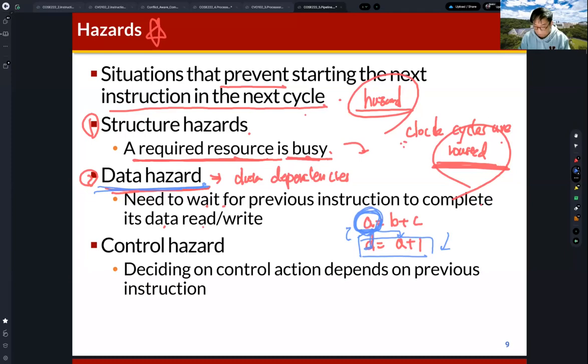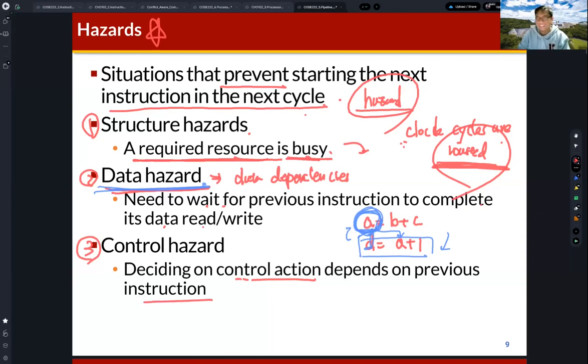This is called the data hazard. And then the third hazard is the control hazard. Control hazard means deciding on control action depends on previous instructions.